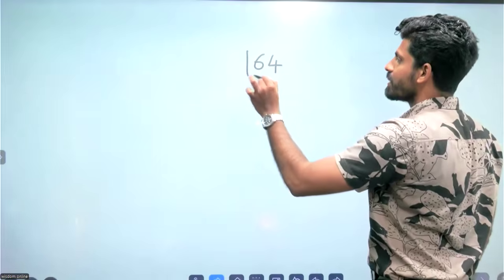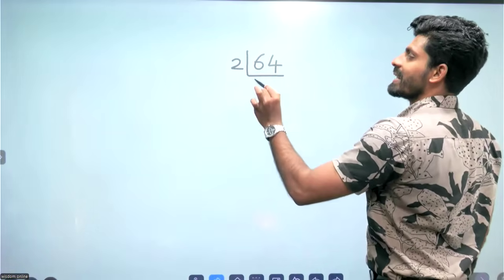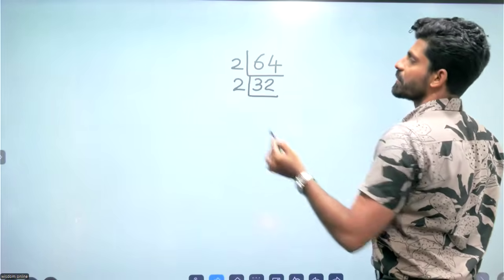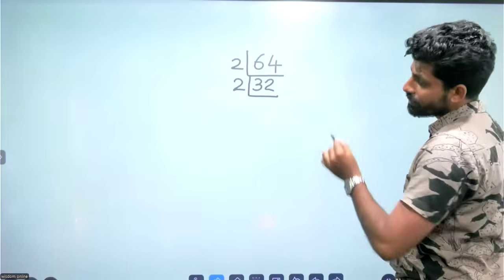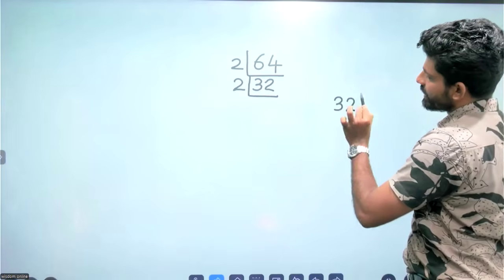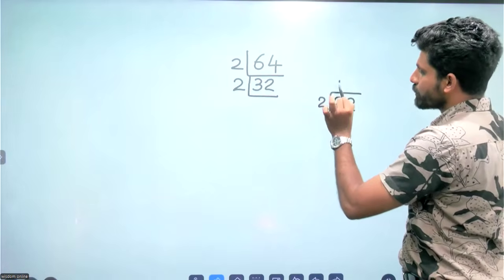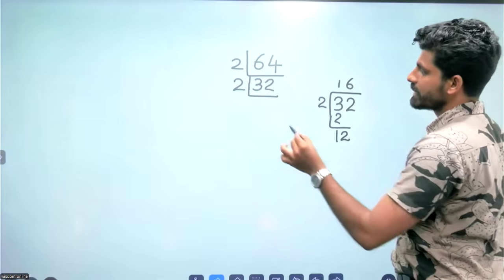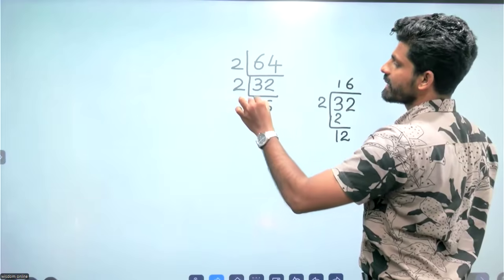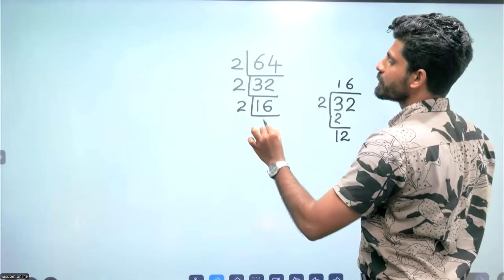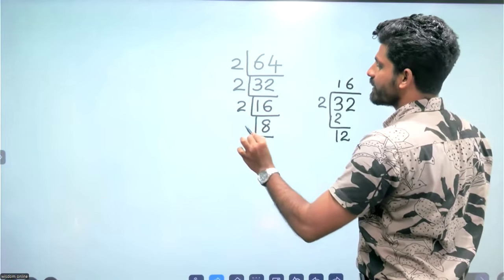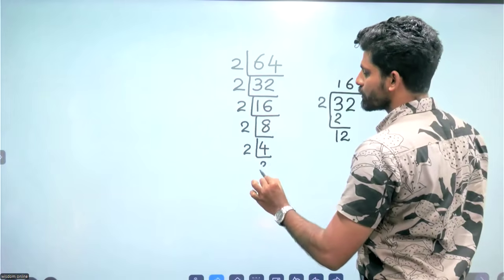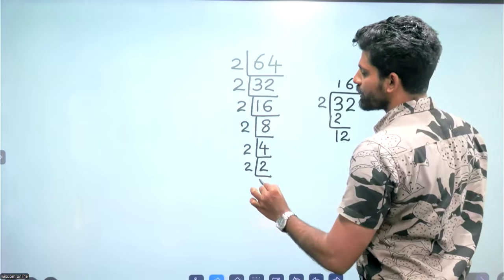64 divided by 2 is 32. 32 divided by 2 is 16. 16 divided by 2 is 8. 8 divided by 2 is 4. 4 divided by 2 is 2. 2 divided by 2 is 1.